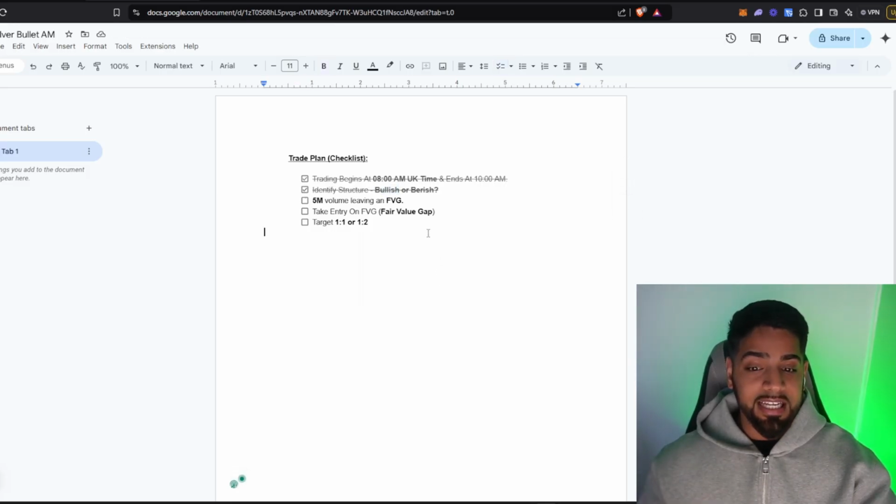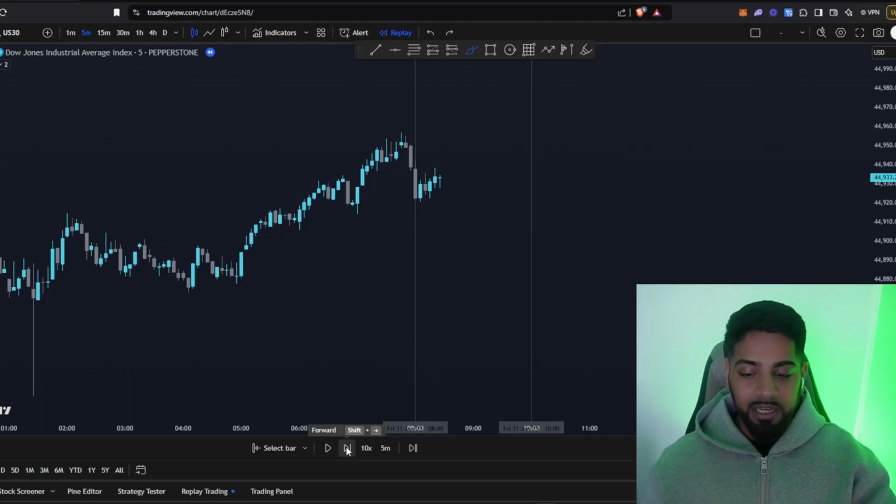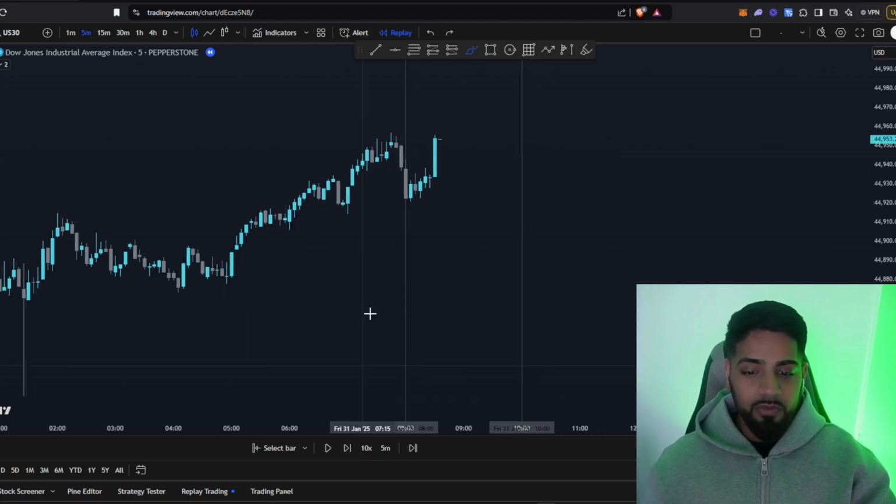So now that we understand that we're looking for longs, we can move on to the next part of the checklist, which is to find a 5-minute volume candle that left a fair value gap. So let's jump back onto the charts and I can show you exactly what that means. If I continue to play price forward, at the moment there is no trade.